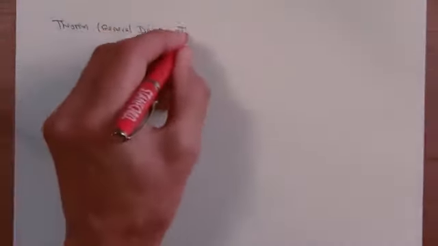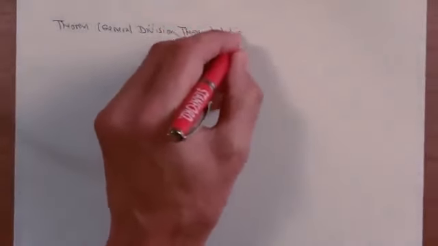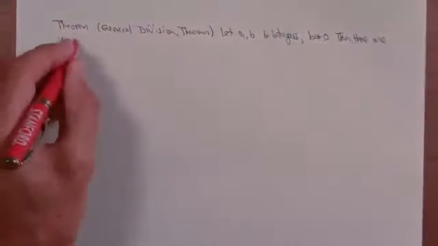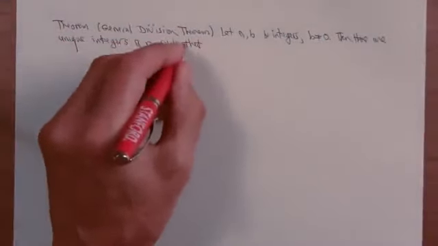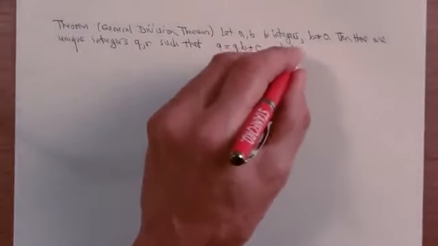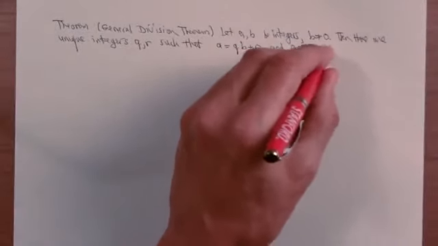Well, the way I've stated the division theorem, it only applies to division by a positive integer b. There's a more general version that I'll give you now. So, theorem, general division theorem: let a, b be integers with b non-zero. Then there are unique integers q and r such that a equals q times b plus r and 0 less than or equal to r less than the absolute value of b.